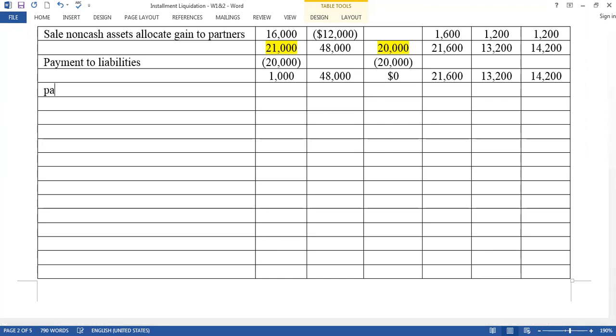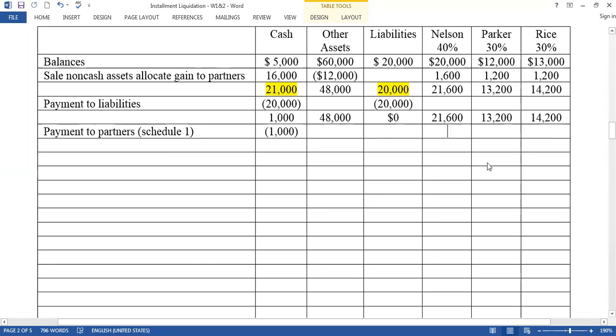Now we can see here, payment to partners, schedule 1. So we are going to pay this money according to schedule 1, right? So $1,000 we are going to pay. Now this money is going to be received by whom? This money is going to be received by Nelson.